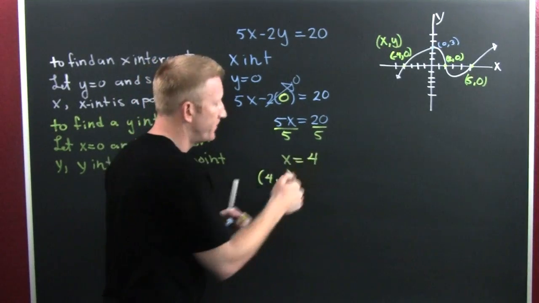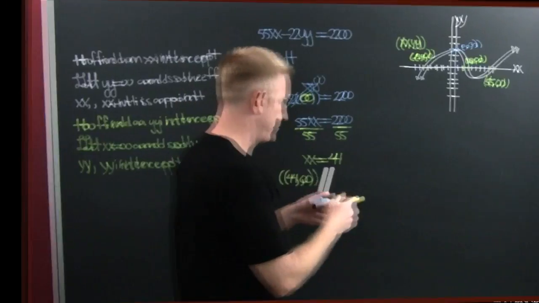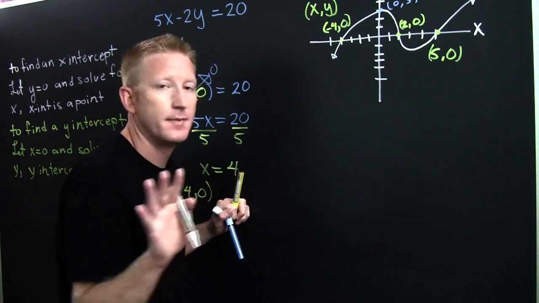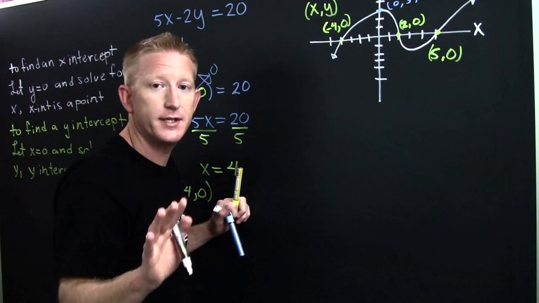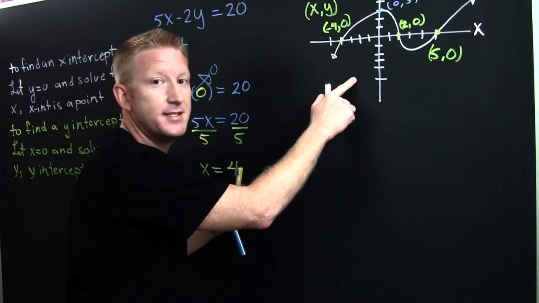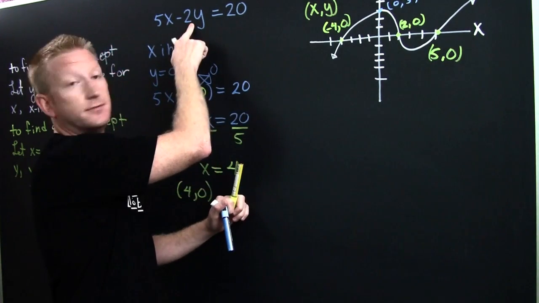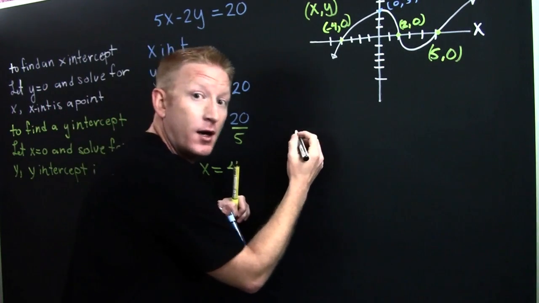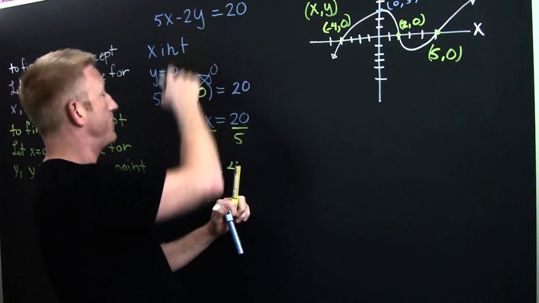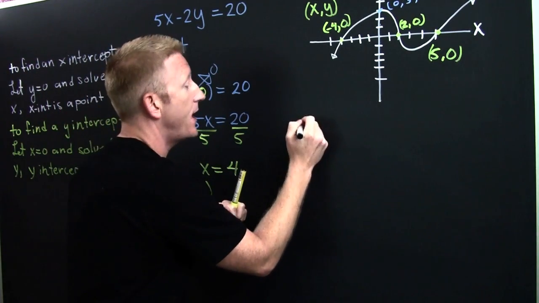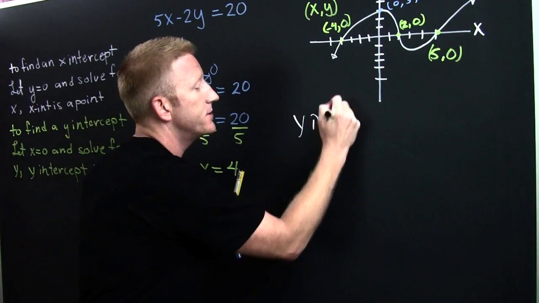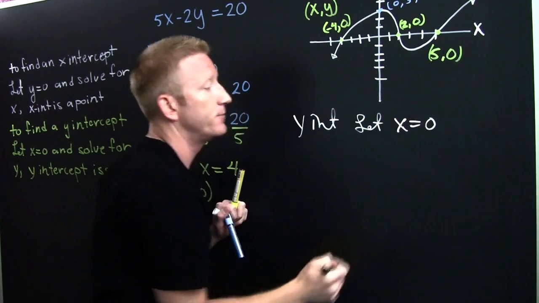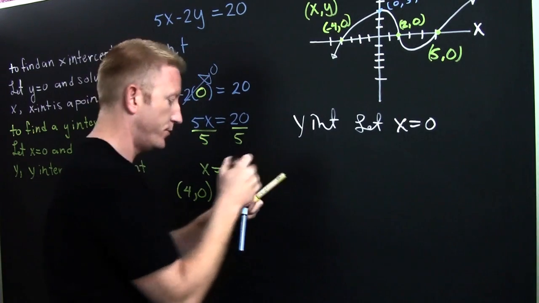Now, let's go and find the y-intercept. To find the y-intercept, you're going to let x be 0. Before we get too far, this is not the graph of that. Okay, let me go on with this example of x and y intercept. To find the y-intercept, I'm going to let x equal 0. And then when we do, we go through and we find.